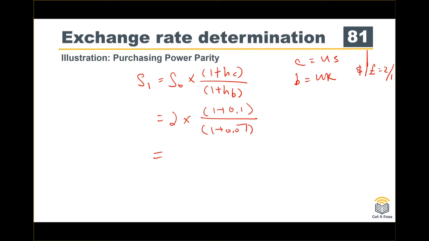So here you can come up with the exchange rate in S1. The expected spot rate in S1 is 2.056. It means the US dollar against the pound depreciates. Its value is dropping against the British pound.